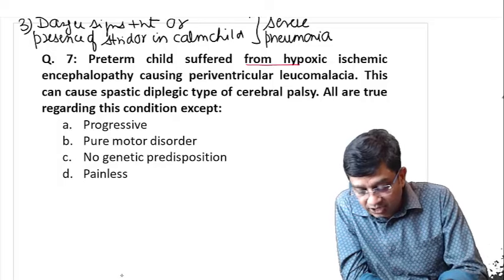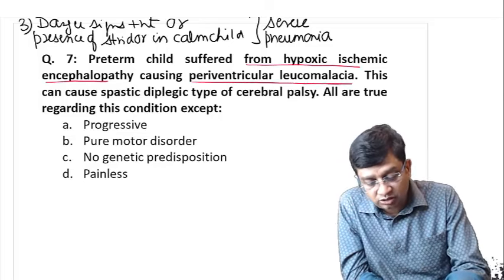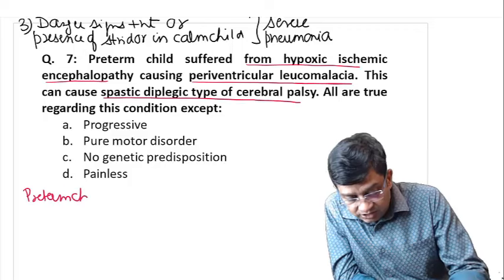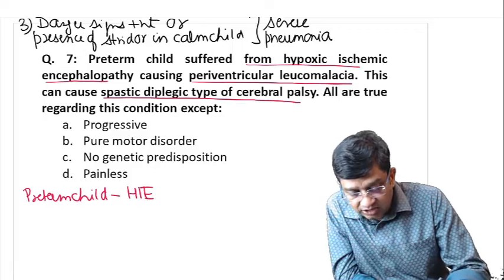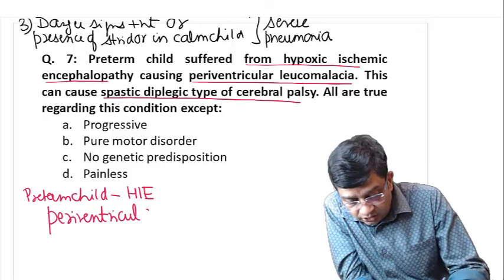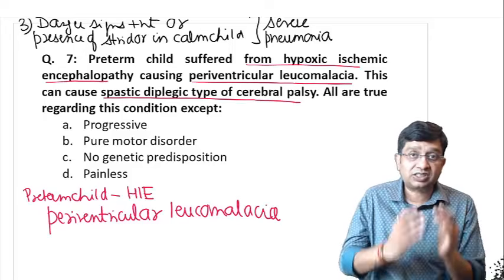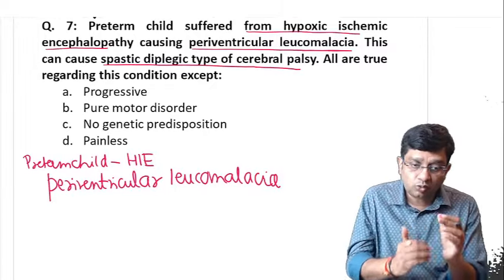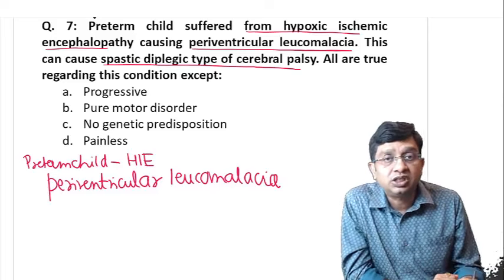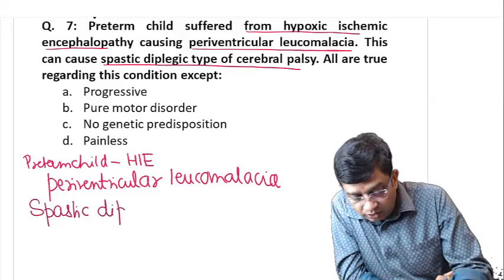A preterm child suffered from hypoxic ischemic encephalopathy causing periventricular leukomalacia. This causes spastic diplegic type of cerebral palsy. In a preterm child, due to HIE, that is hypoxic ischemic encephalopathy, there is the word which you should remember, periventricular leukomalacia. This selectively affects the fibers supplying the lower limbs. So there is increased tone in the lower limbs, which results in the spastic diplegic type of cerebral palsy.